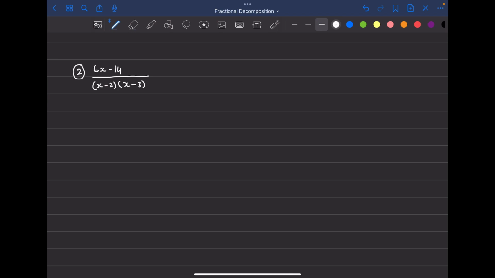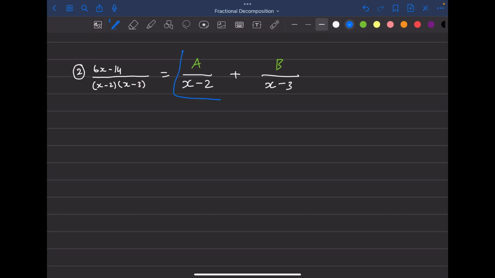Question number 2, so let's start off with the exact same things here. So first off, let's split them up into 2 different fractions. First one's going to have a denominator of x minus 2. Next one's going to have a denominator of x minus 3. First fraction is going to have a numerator of a, and then the second one's going to have a numerator of b, because we do not know them yet.